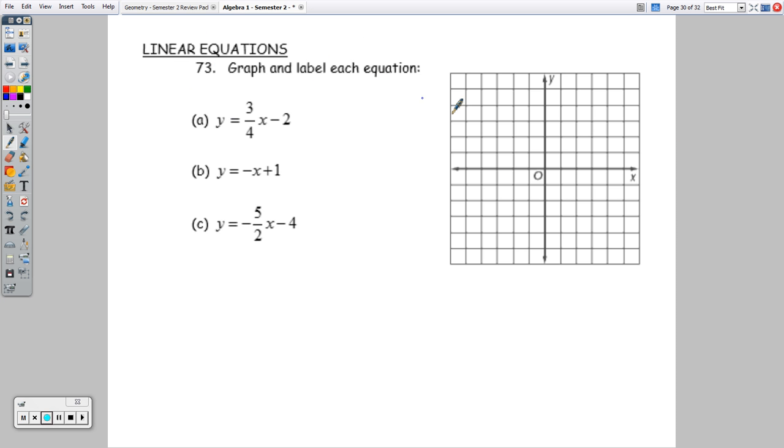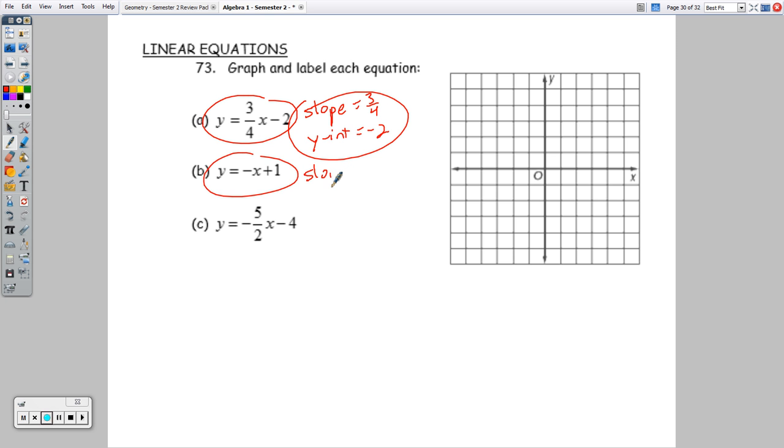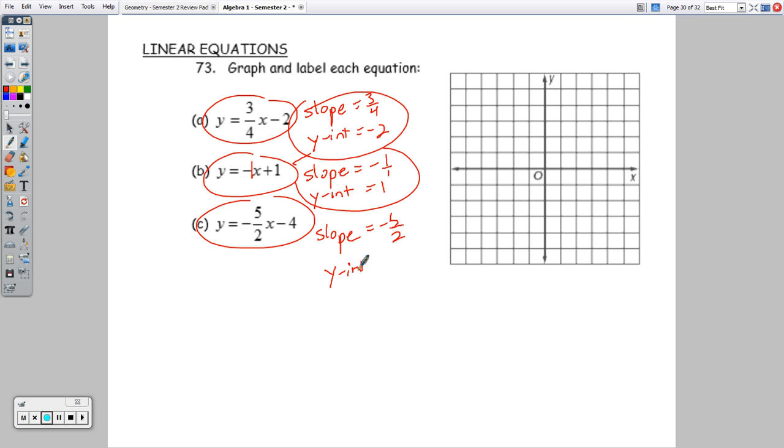Number 73, graph and label each equation. If you look at this one, the slope is 3 over 4, and the y-intercept is 2. All of these appear to be in slope-intercept form already. This one, the slope is going to be, that's like an invisible 1 right there, so negative 1, or you can think of that as negative 1 over 1. The y-intercept is 1. And then on this one, you've got a slope of negative 5 halves. You got a y-intercept of negative 4.